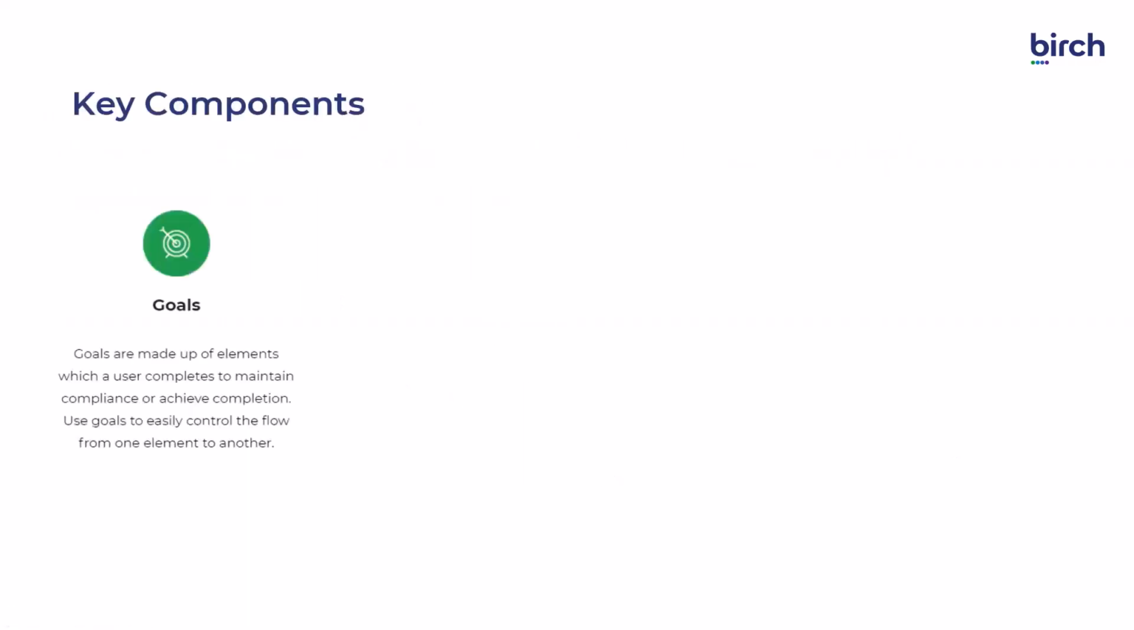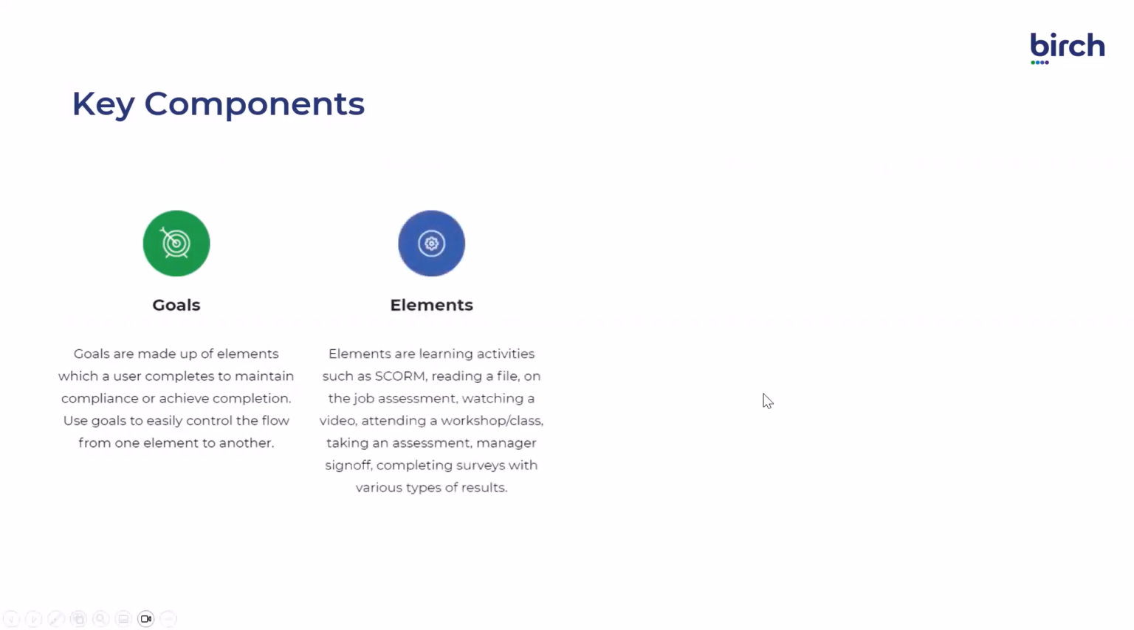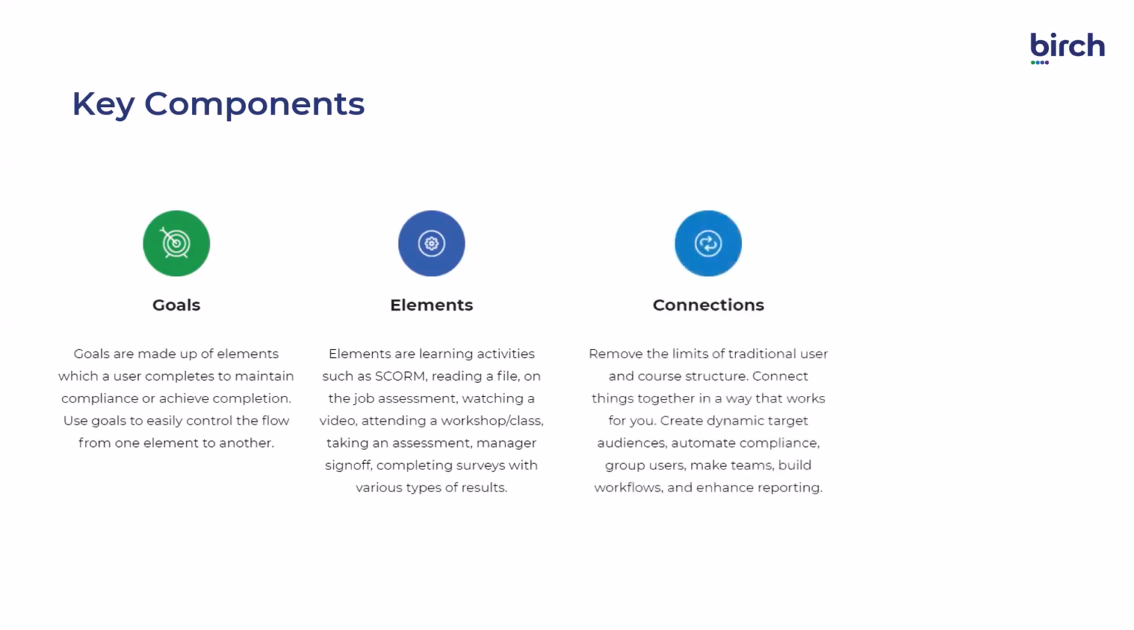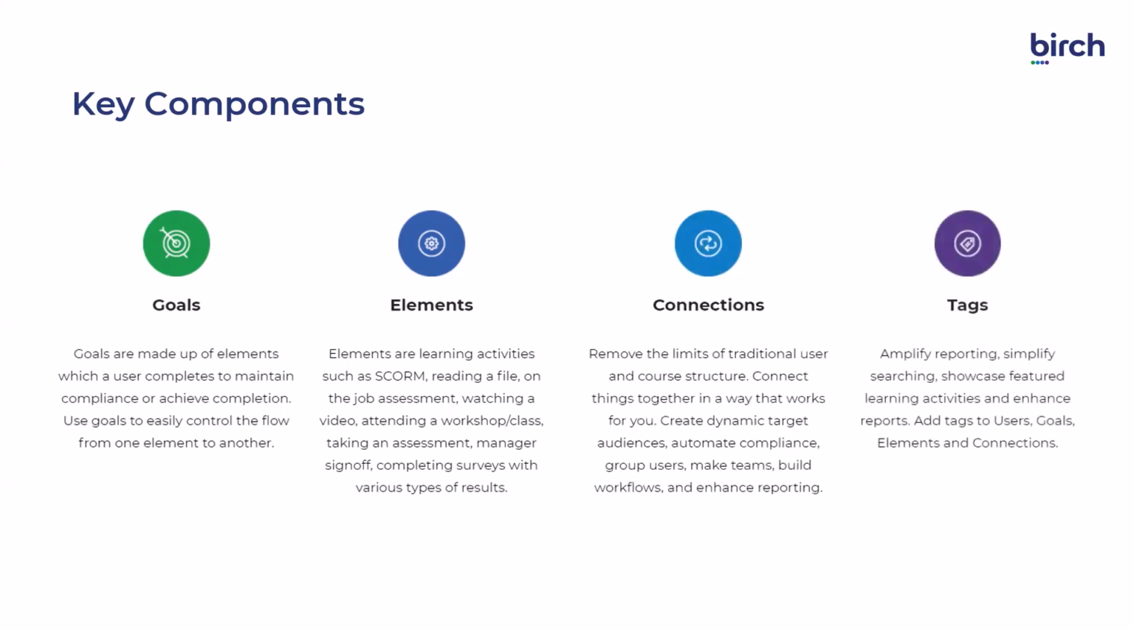So to refresh our memories, the 4 key components in Birch that make it easy to administer your learning are goals, which are like learning paths, and they're made up of elements. Elements are the types of learning activities we have, such as e-learning content, on-the-job assessments, or events like workshops and webinars. Lastly, we have connections and tags. These provide the flexibility in how you create and deliver your learning to groups and work teams, and how you can enhance reporting and display any featured learning in your goal catalogues. We may mention some of these components today, but we won't be looking at them completely.